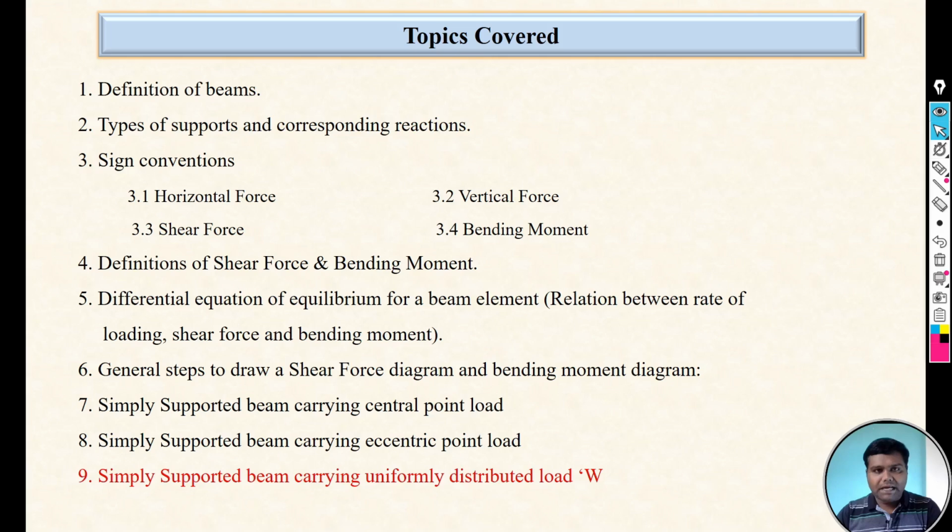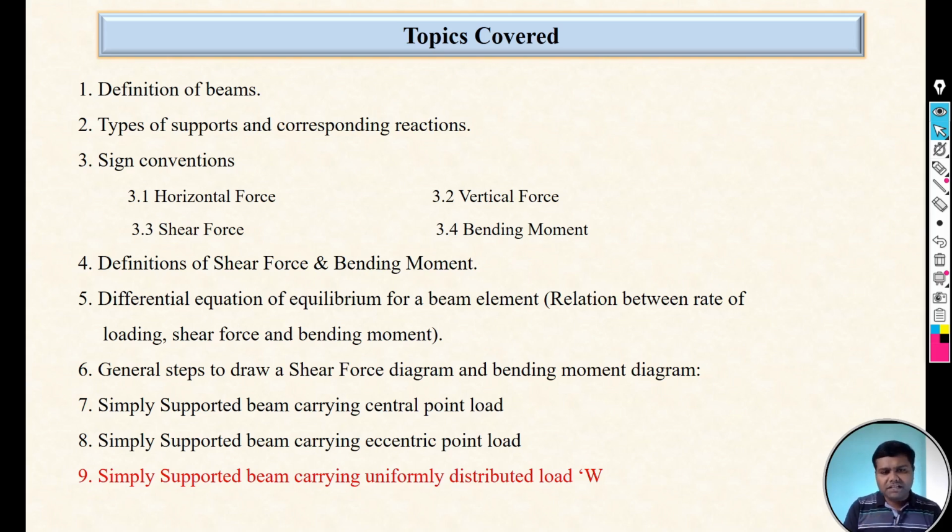moment diagram, and these are the topics that we have covered in the last few videos, like the definition of beam, types of supports and corresponding reactions, sign conventions for all the horizontal, vertical, shear force and the bending moment diagram. Then we have covered the definition of shear force and bending moment diagram. Then we have covered the differential equations of equilibrium for beam elements to see the bending moment and the shear force variation with the loading.